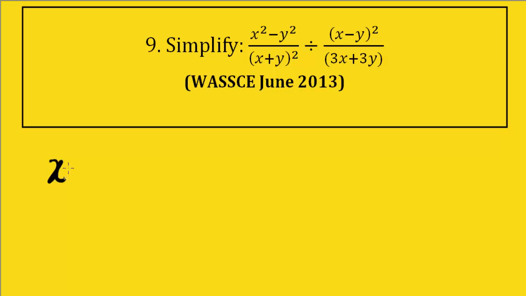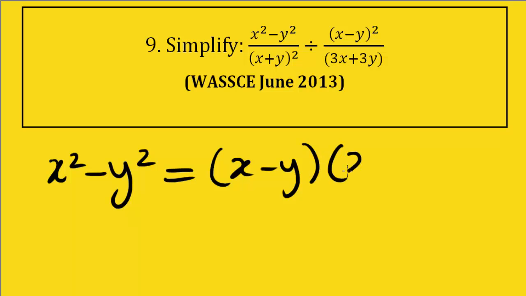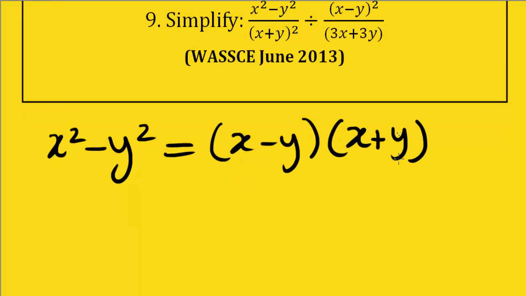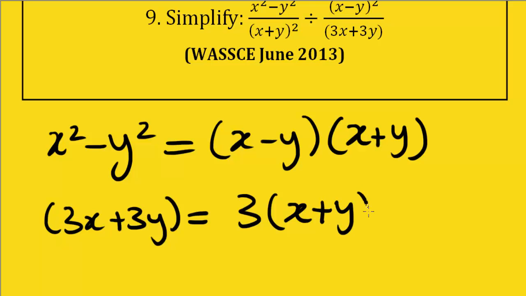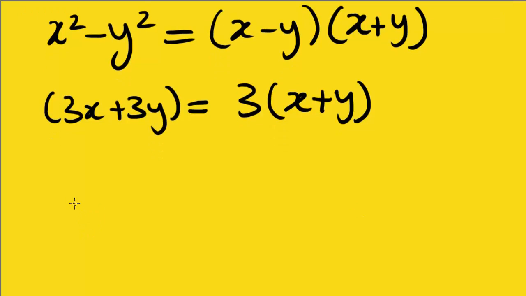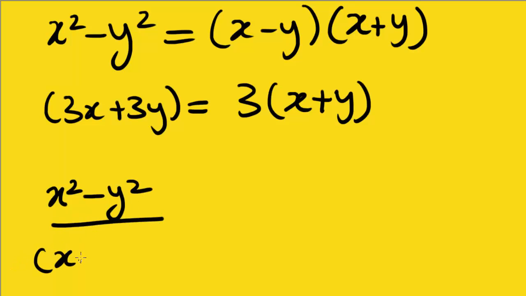So we have x squared minus y squared equals x minus y into x plus y, and we also have 3x plus 3y equals 3 times x plus y, from the factorization I showed you. Therefore, the original expression can be written as, instead of x squared minus y squared, we have, okay, let me write the whole thing now and show you what is changing, because this can be confusing.